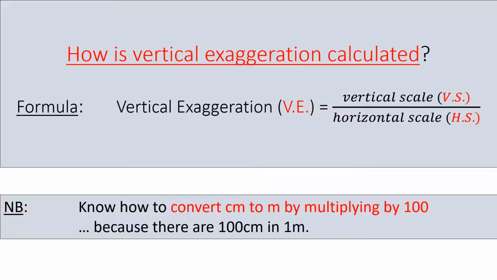An important thing to remember is that you need to be familiar with converting meters to centimeters by multiplying by 100. And this is important because in the cross section, the vertical scale is often given as 1 centimeter equals a certain number of meters.